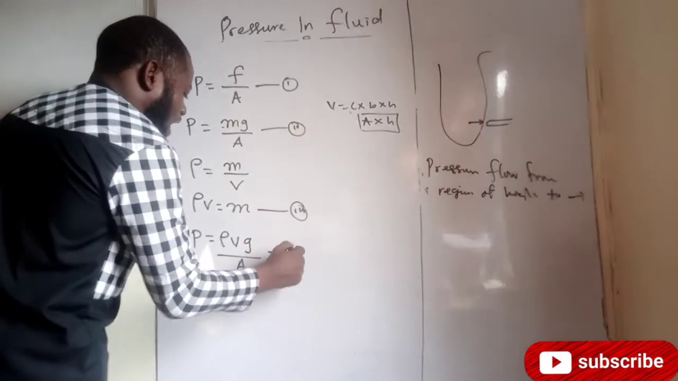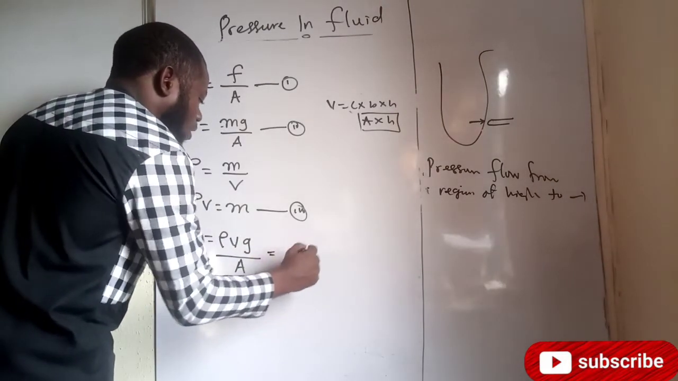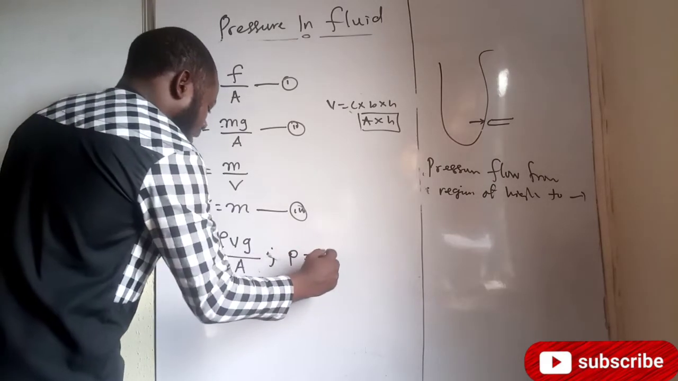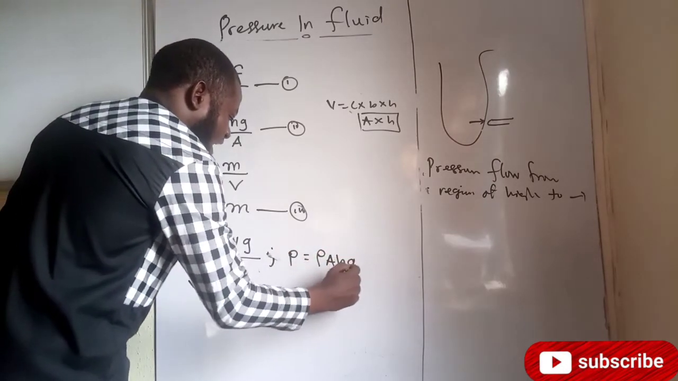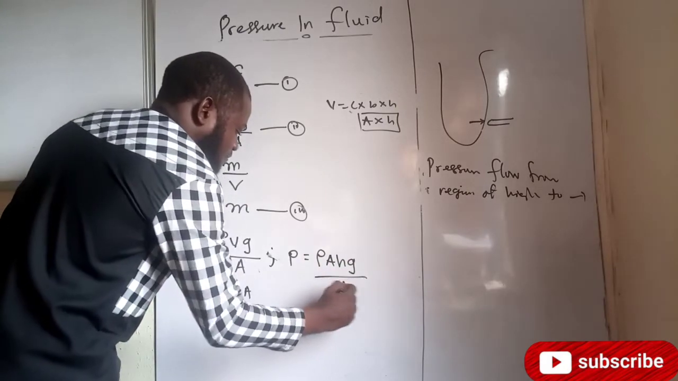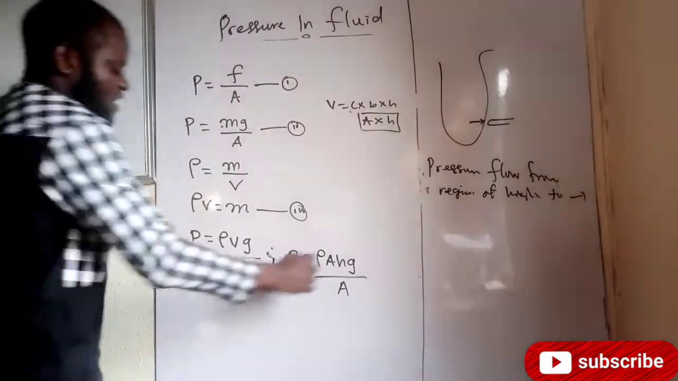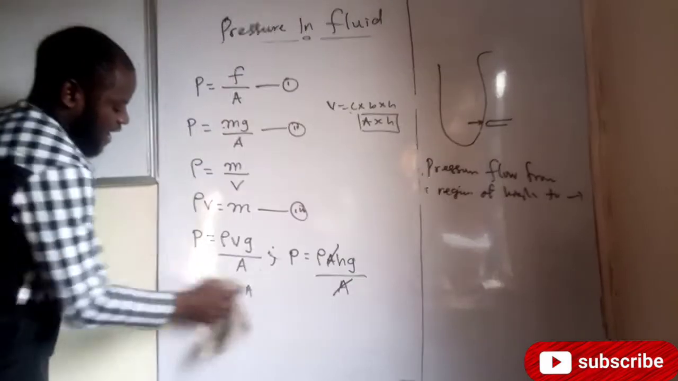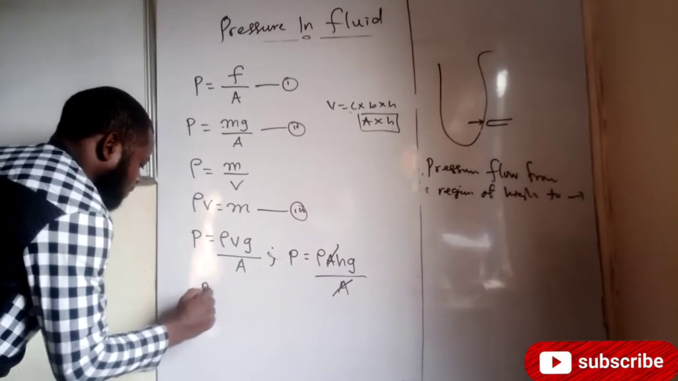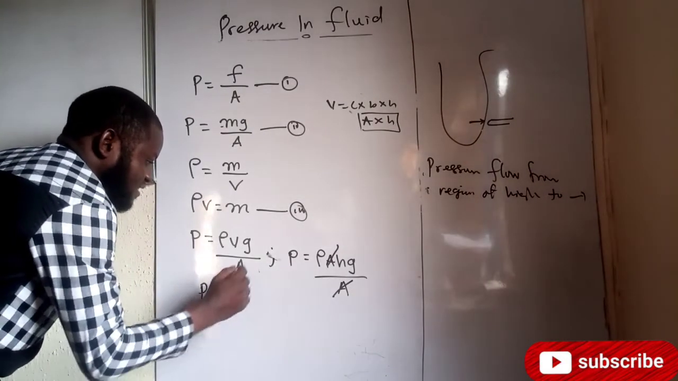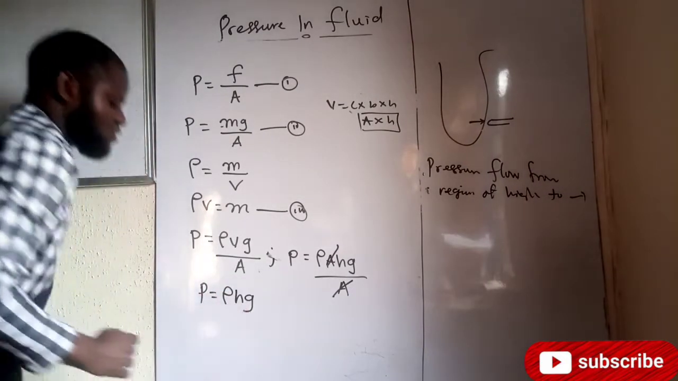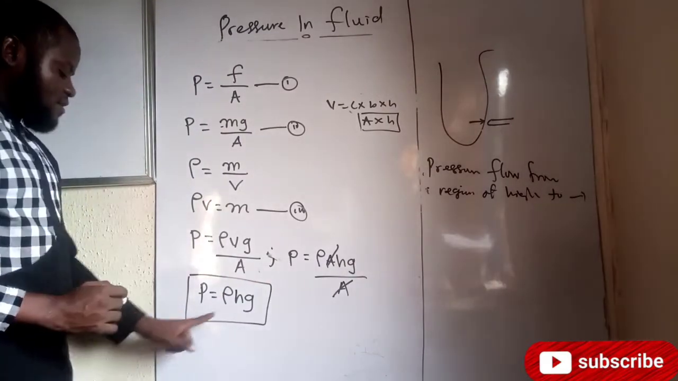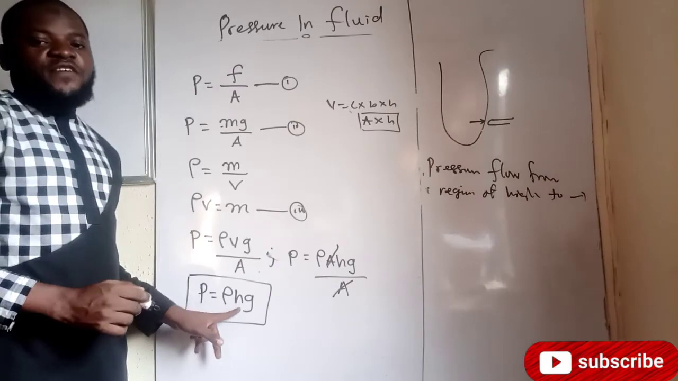Then I can use this to replace volume here. I therefore have that pressure equal what? Density multiplied by area multiplied by height multiplied by gravity divided by area. So the area, we cancelled area. Therefore, I have that pressure equal density multiplied by height multiplied by gravity. So this is going to be the pressure of a fluid.